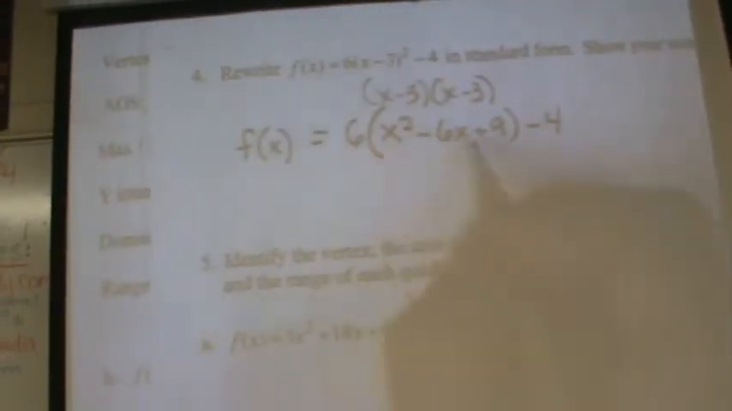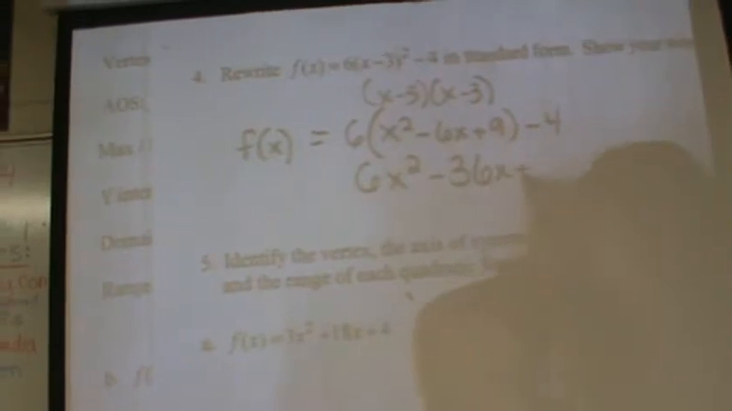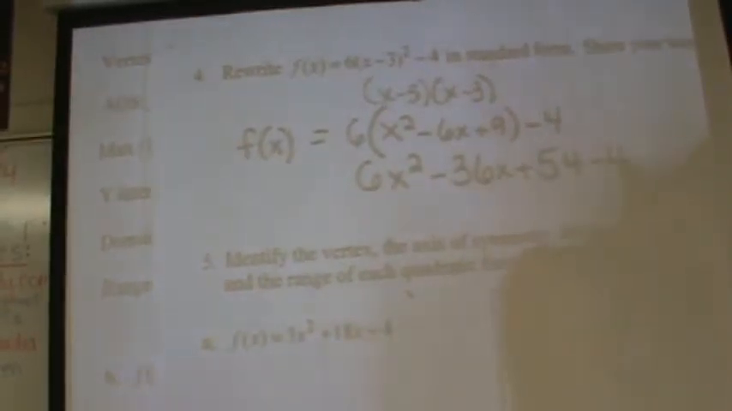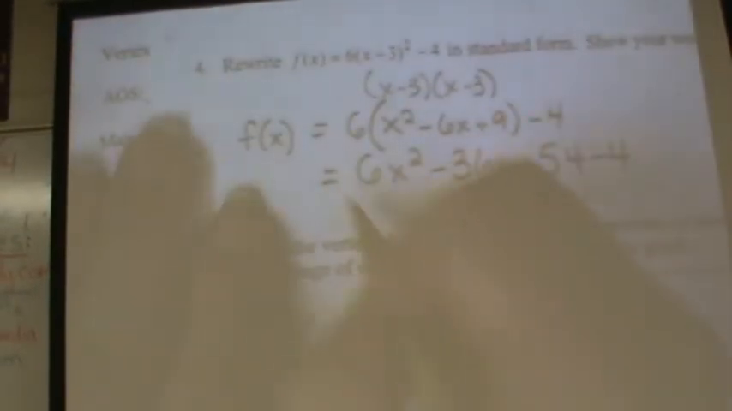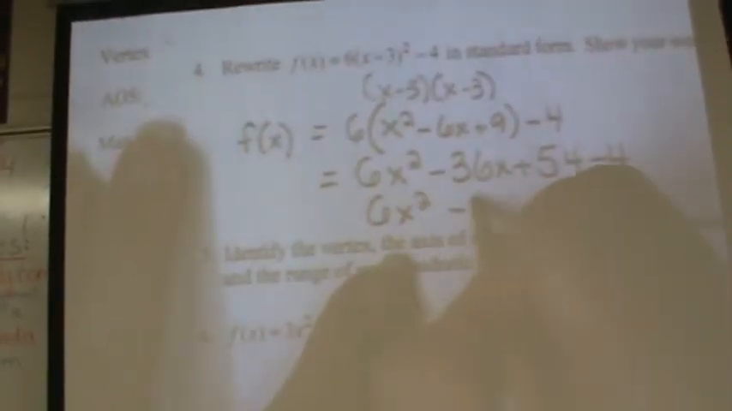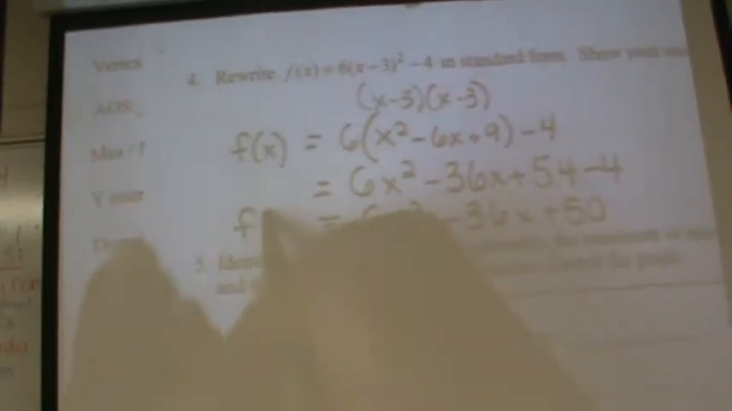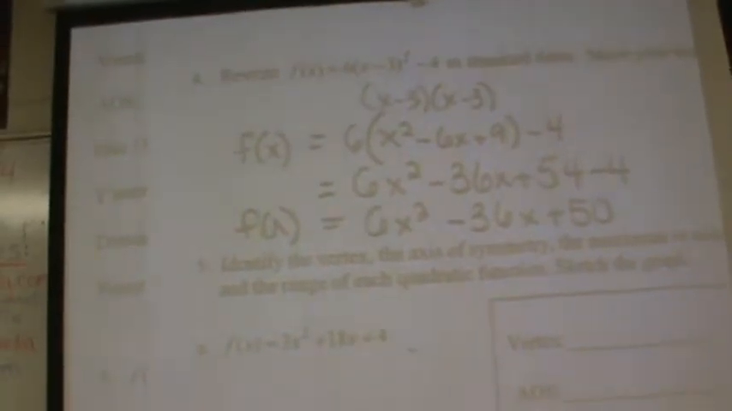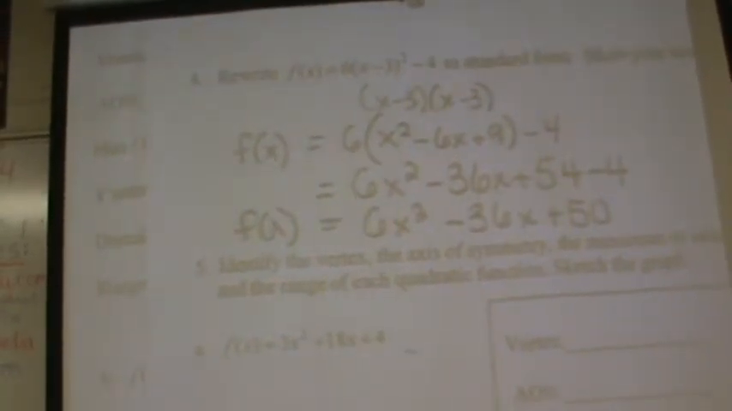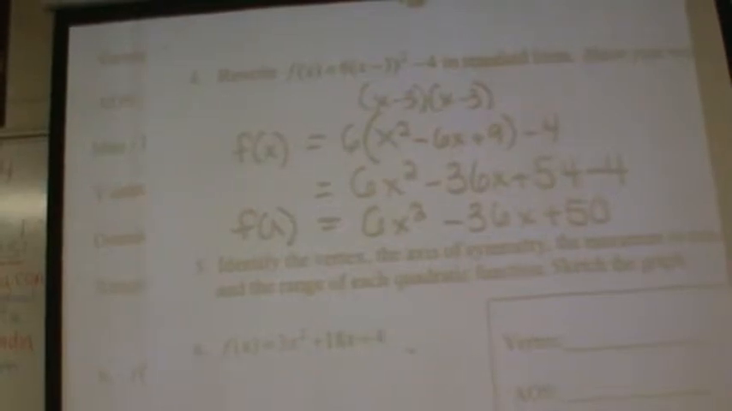You're going to distribute the 6, and then add like terms. So what's your final answer here? 6x squared minus 36x plus 50. Is everyone okay with that? Going from vertex form to standard form, you have to square that binomial, distribute the a value, and then add that constant that's by itself. Questions?